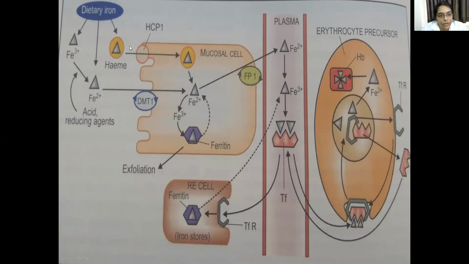So this constitutes only a smaller fraction of the dietary iron. However, the major part is constituted by the inorganic form, that is the ferric form. See here, Fe+3 is converted to ferrous form, Fe+2, which is transported across the luminal membrane of the mucosal cell by a transporter called divalent metal transporter DMT1, and it enters the mucosal cell.